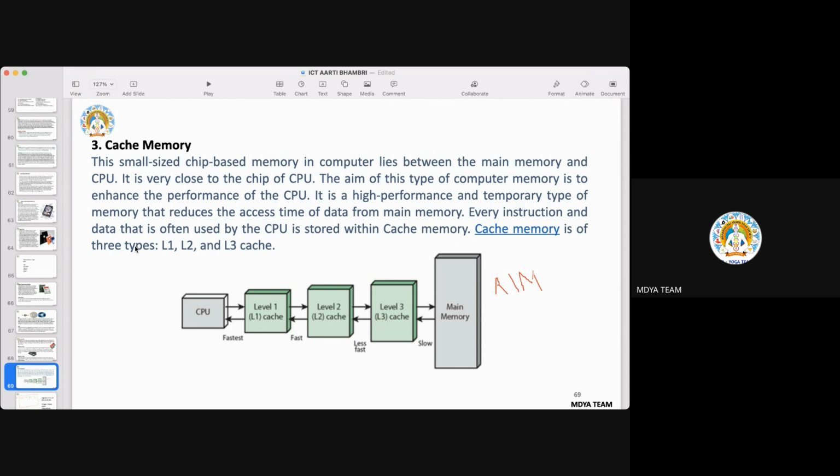So every instruction and data that is often used by the CPU is stored within the cache memory for a while. They are of three types, L1, L2, L3, but I don't think you have to go into so much detail. Just remember, this is in between the CPU and main memory. Main memory, we considered it as ROM. Okay.